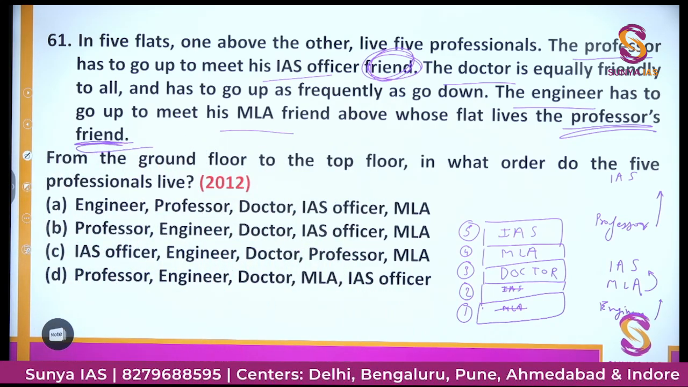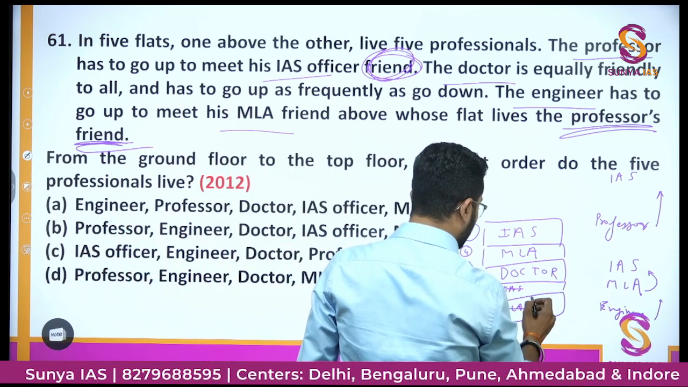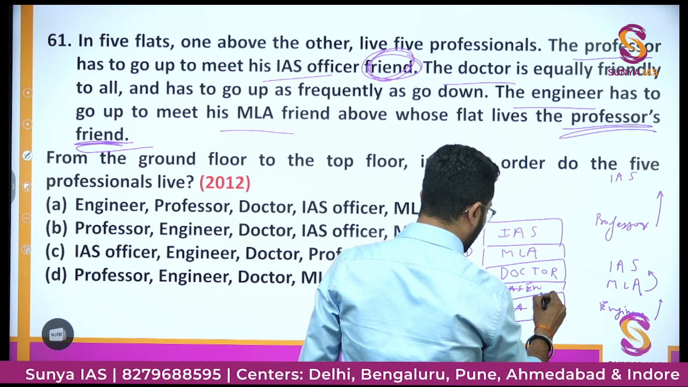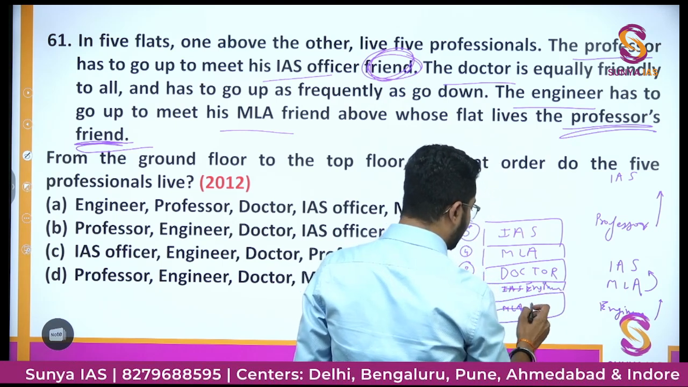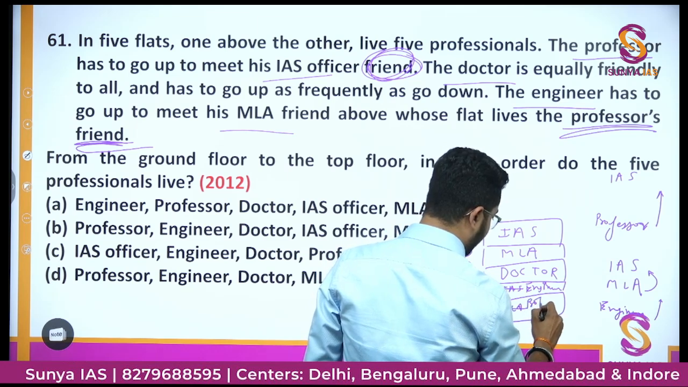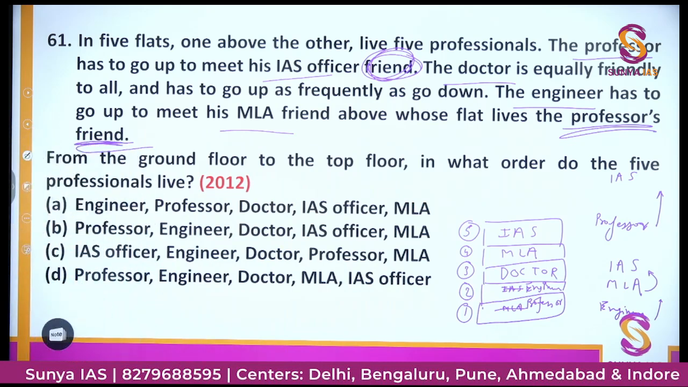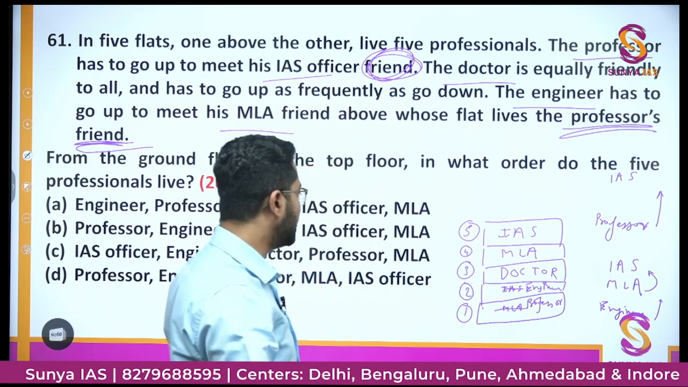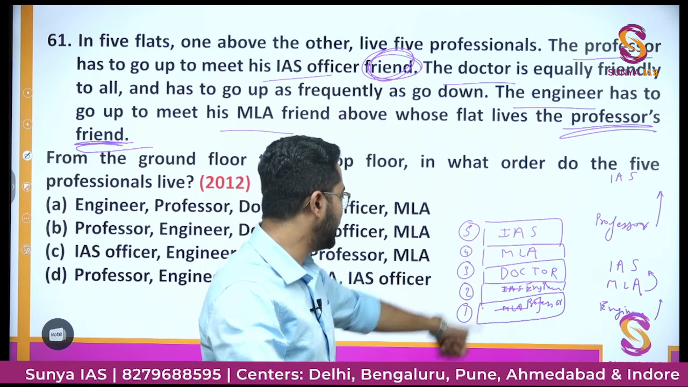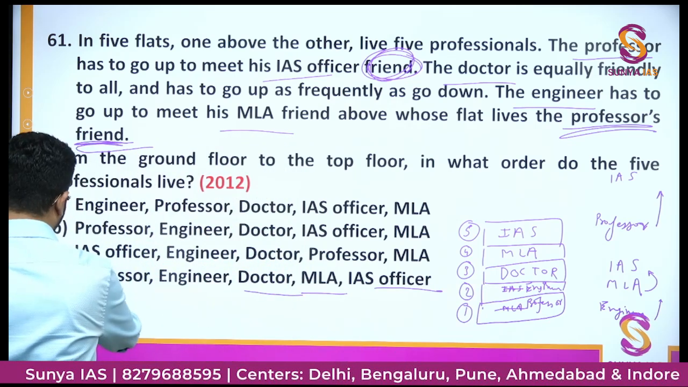Right? Then the engineer needs to go upstairs to meet the MLA. So here would be the engineer, and at last would be the professor. It can also be vice versa, कि प्रोफेसर यहाँ हो, इंजीनियर यहाँ पे हो, but that doesn't matter. We know the first three: IAS, MLA, doctor. So the option would be IAS, MLA, doctor. So the option would be option D.